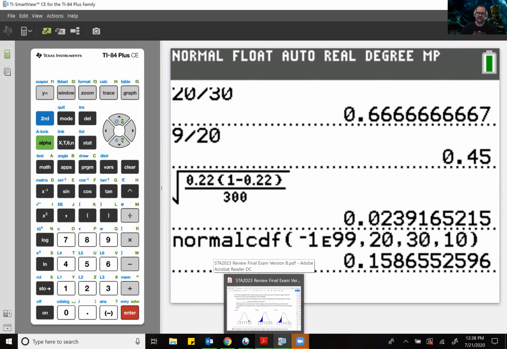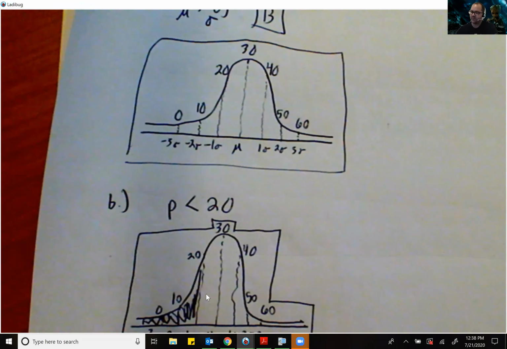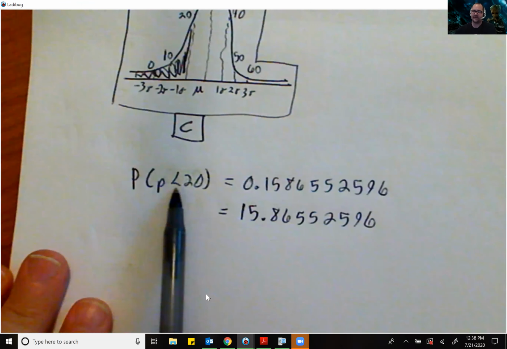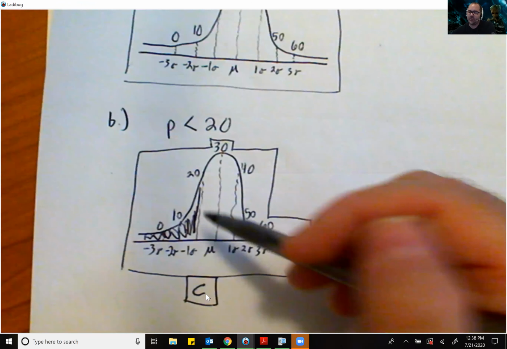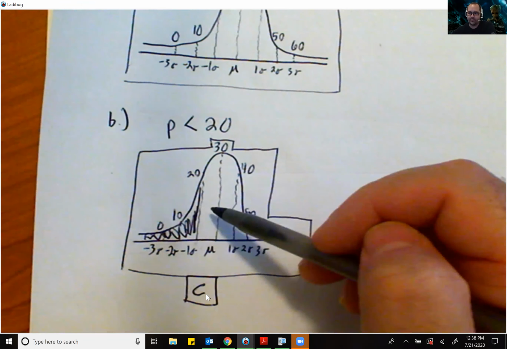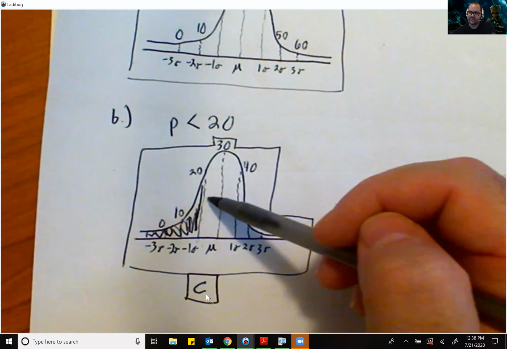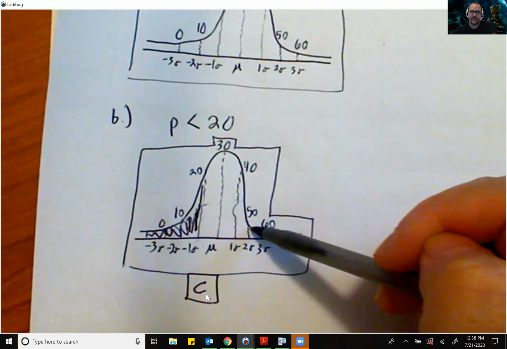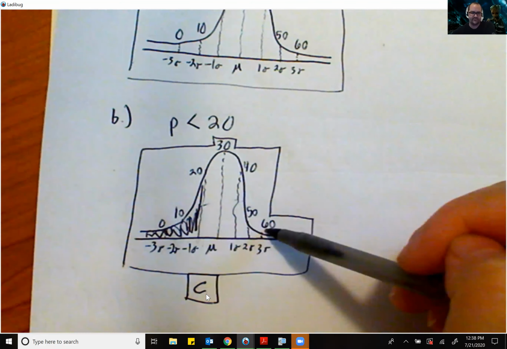Give me just a second, and I'm going to show you our piece here. P less than 20. So this is how I wrote it up. You're looking for the probability that P is less than 20, and this is what the calculator gave us. But if we think about what's going on, remember that this right here represents one standard deviation. And remember the empirical rule that we know about. Between here and here, that's 68%. Between two standard deviations is 95%. And between three standard deviations, it's 99.7%.